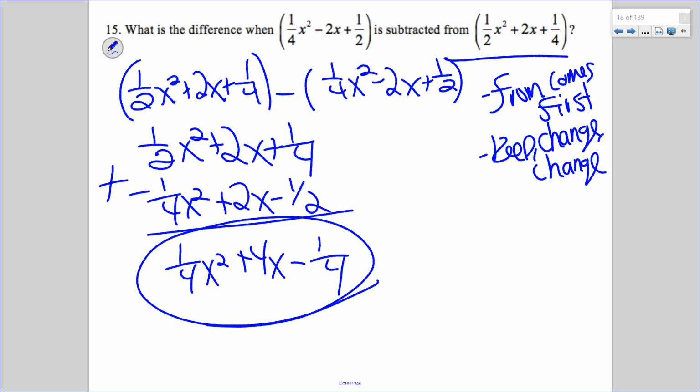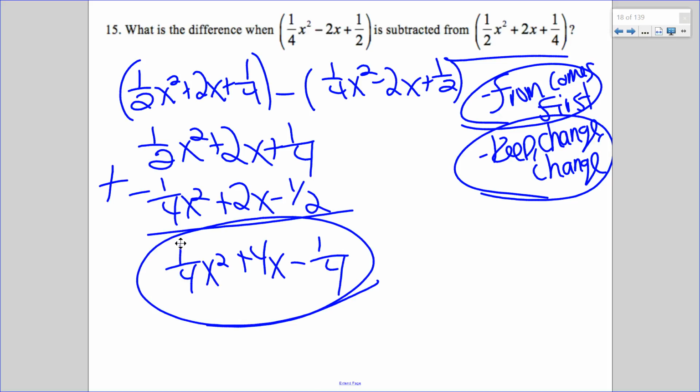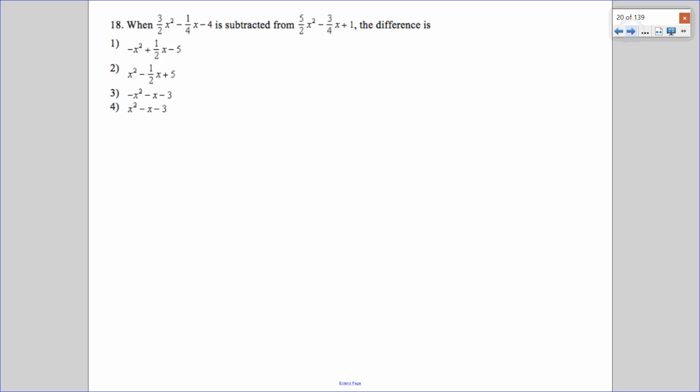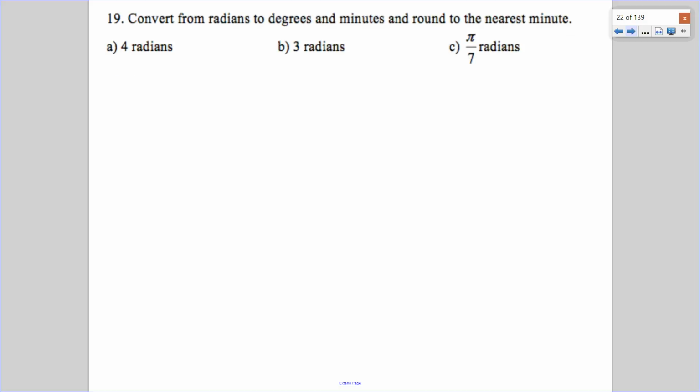Again, it's an Algebra 1 question. The only thing that makes it different is that you have fractions. Use the calculator for the fractions. 2 things you need to know: from comes first, and once you have that, keep change. So that's going to be the procedure for 15, for 16, for 17, and for 18.